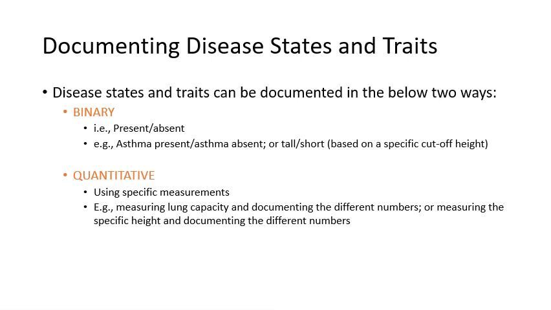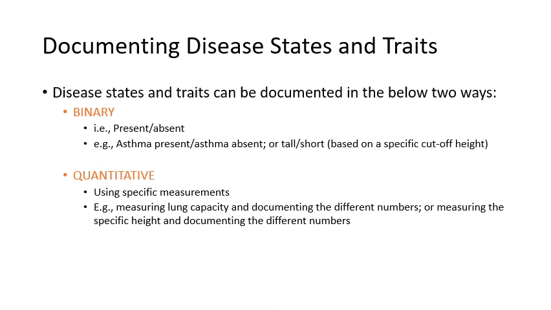But what about these complex traits and complex disease states? How can you predict what the chances are for others in the family to develop the same condition? This is not easily done. These are done using multiple complex statistical analyses and large studies. So disease states and traits can be documented in the below two ways.